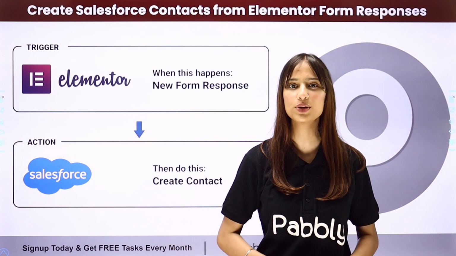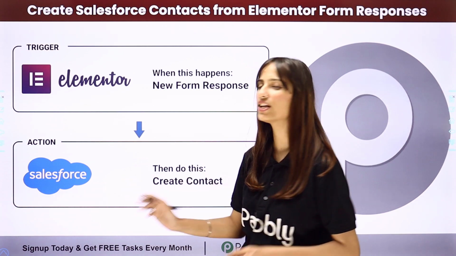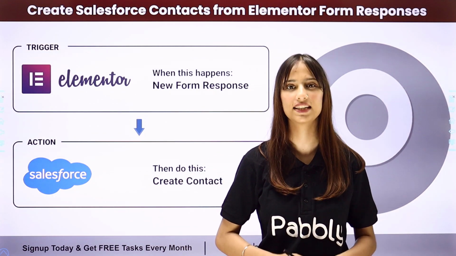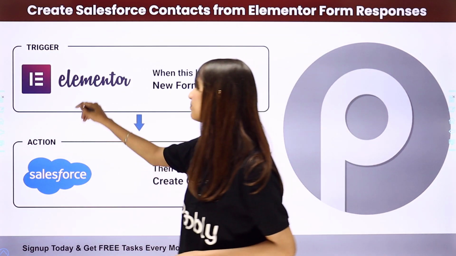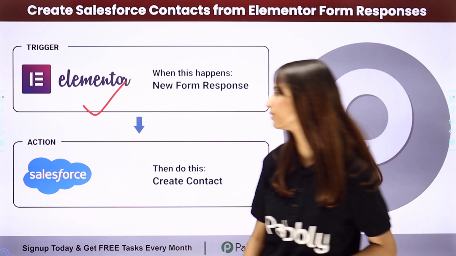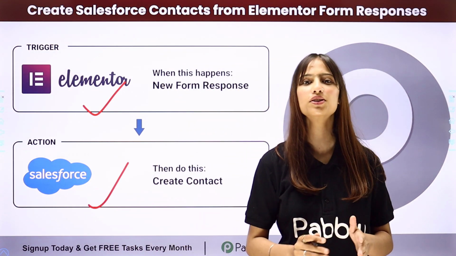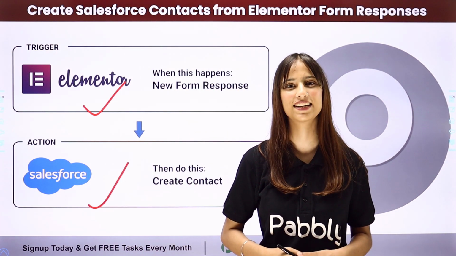Now to do this, I need to build a connection between these two applications, for which I'm going to use Pably Connect. So here my trigger application will be Elementor and my action application will be Salesforce. So if you want to learn more about this, follow me through the screen.